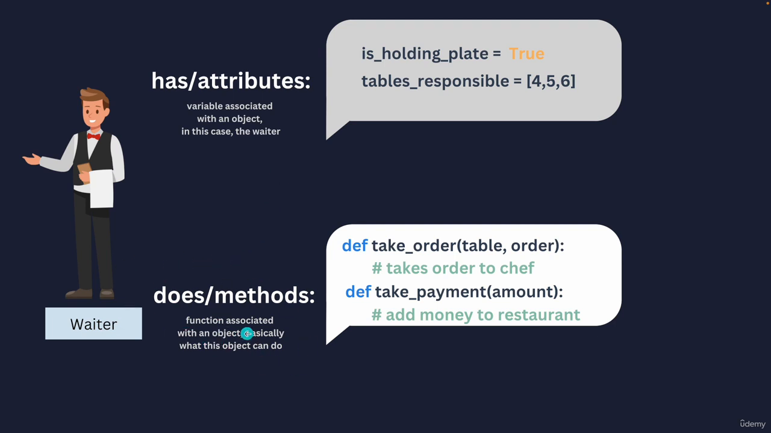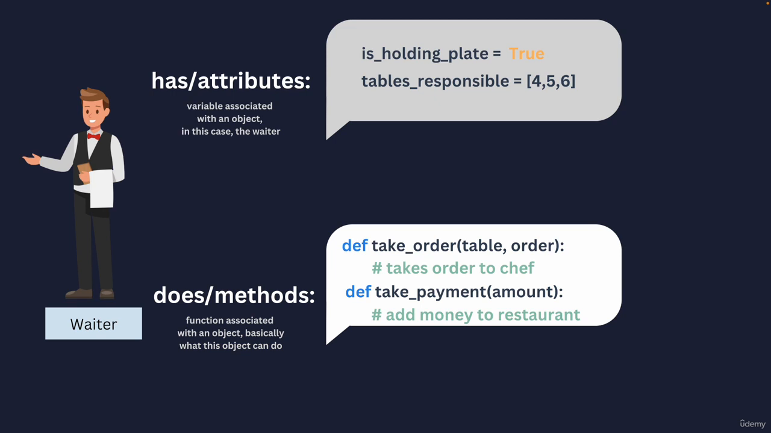And a method, again, is just the functions, or what you do as a person, or what this waiter is going to do in the restaurant, right? They're going to take orders, then take them to the chef. They're going to take payments, right? So again, that's just the wording that we're going to be using moving forward. Attributes and methods, just keep that in mind.